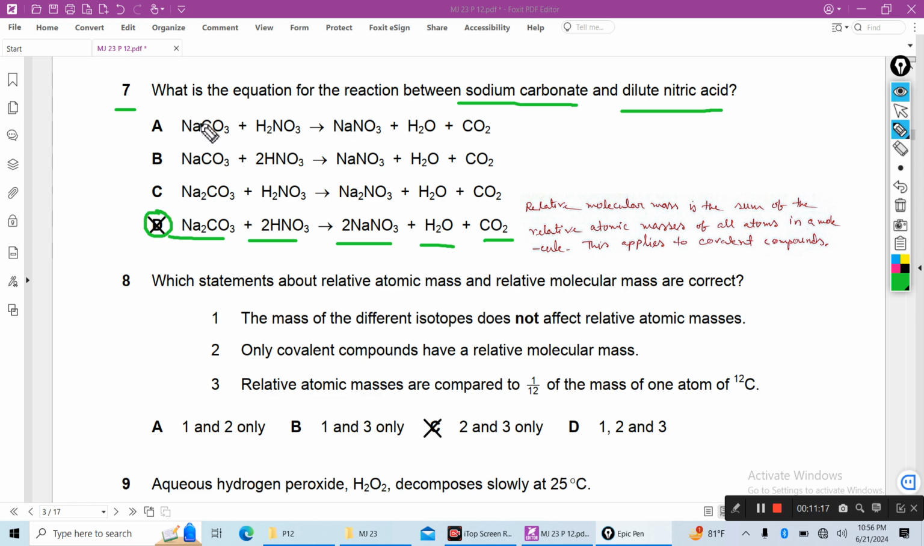Why is A wrong? The sodium carbonate formula is wrong. The carbonate charge is 2, so it should be Na2CO3. This is wrong, and this is also wrong. And C, the nitric acid formula is wrong. This will be HNO3, not H2NO3. So D is the right answer.